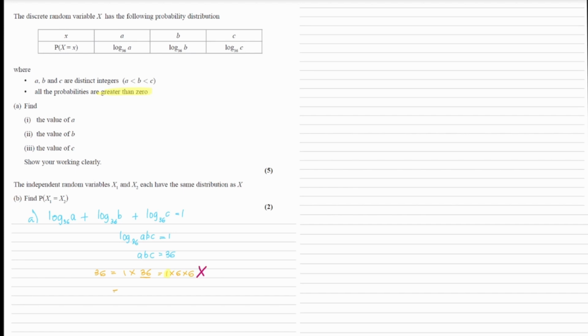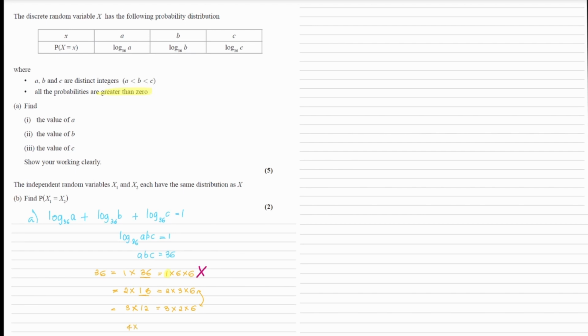Another factor of 36 is 2 times 18, and we can further factor our 18 into 3 and 6. Now that could be a possibility, but let's just look at the other factors of 36 that we may have. We have got 3 and 12. And again, if we further factor our 12, we can put this as 2 and 6. So this is literally the same as what we've just got earlier.